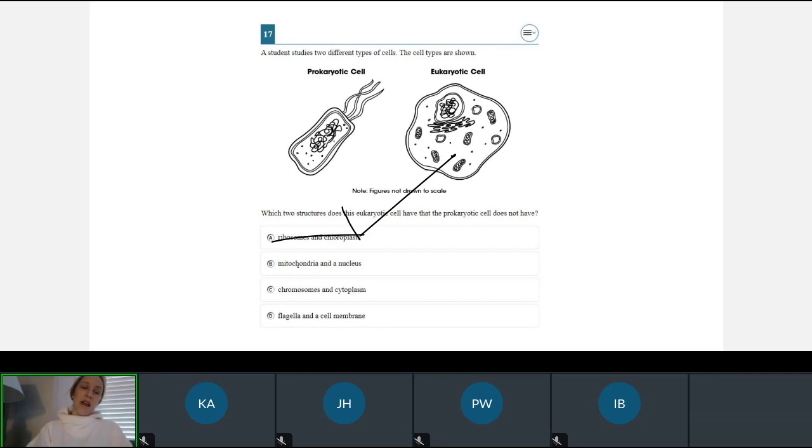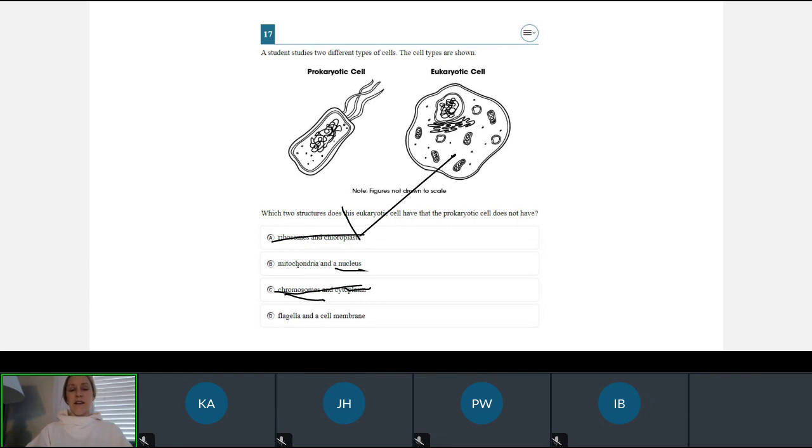I'll say mitochondria. I look at this cell and I'm like, I don't know if there's a mitochondria in there or not, but there's a trigger word in there for me, nucleus, right? And I'm like, I know that a prokaryotic cell doesn't have a nucleus, so that might be the answer. But let's keep going. Chromosomes. I don't know. I don't know about that. And you look at cytoplasm, and you're like, they both definitely have cytoplasm, right? So then that would make you cross this answer off because there's cytoplasm in both cells.